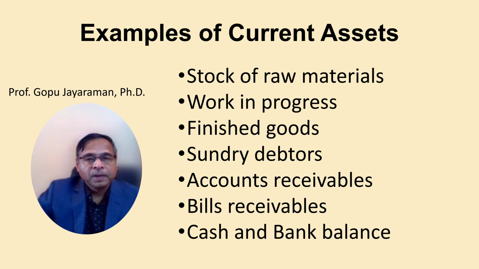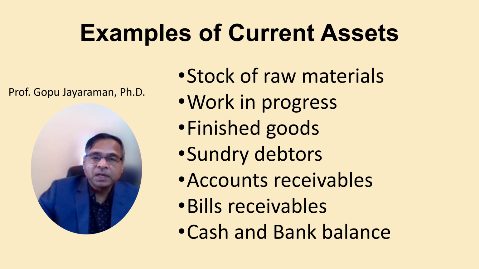Now let us see the examples of current assets. The stock of raw materials, work in progress, and finished goods, sundry debtors and accounts receivables, bills receivables, cash and bank balance are coming under the category of current assets. So these assets can be converted into cash within a period of 1 year.